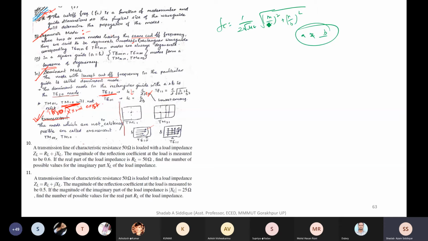because the mode whose cutoff frequency is lesser than the impressed frequency, that frequency will propagate. Okay.